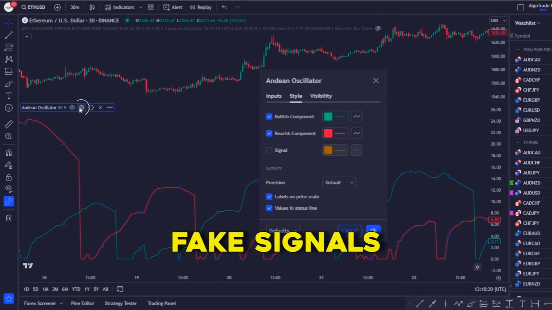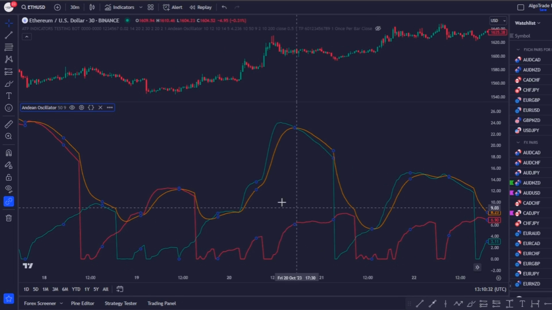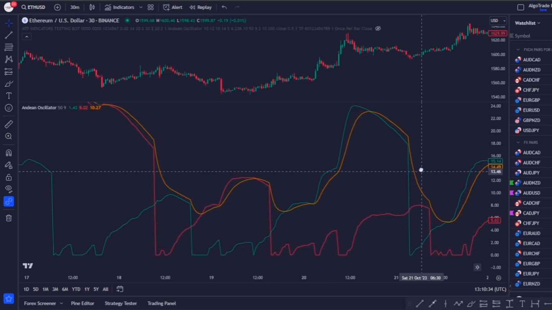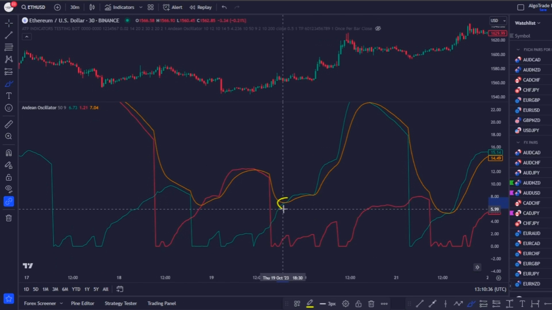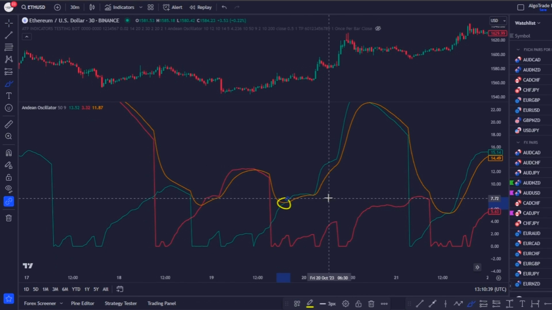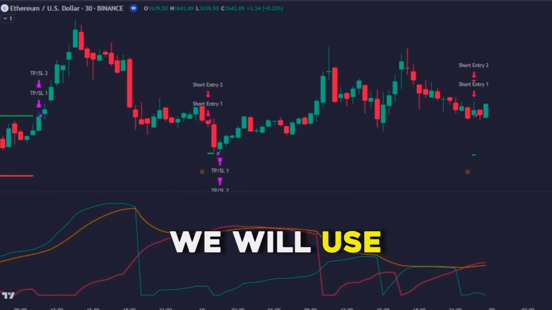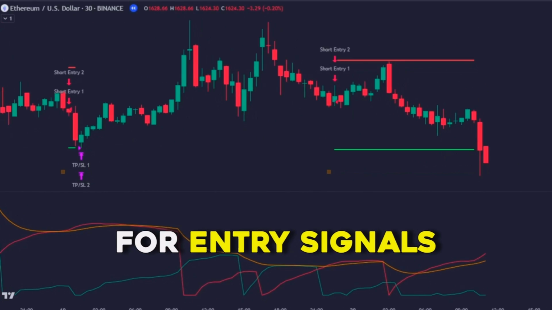But to filter fake signals, we can use the signal line in a way that a valid long signal is given if the bullish line crosses above the signal line, and the valid short signal is given if the bearish line crosses above the yellow line. And this is the way we will use the Andean Oscillator for entry signals.